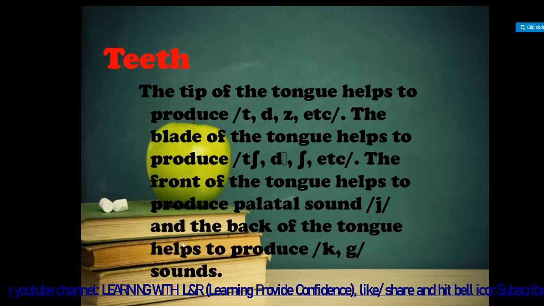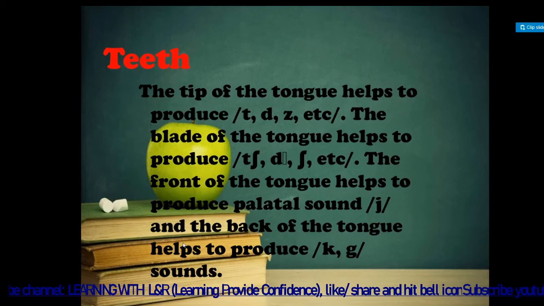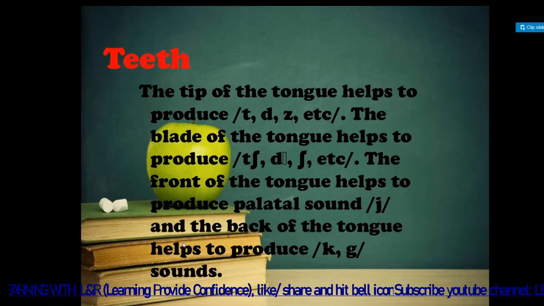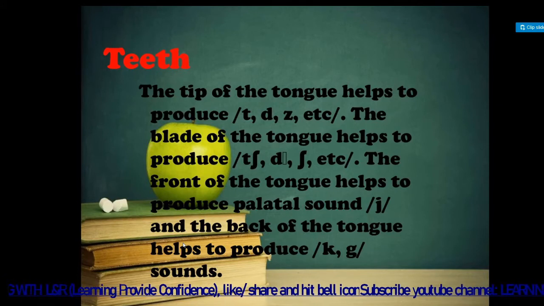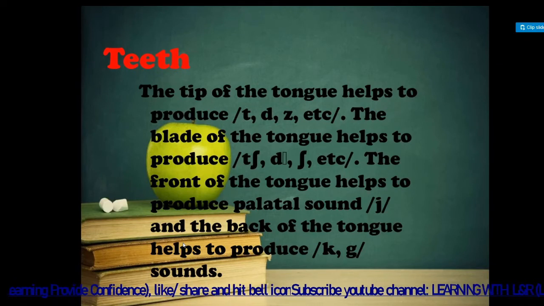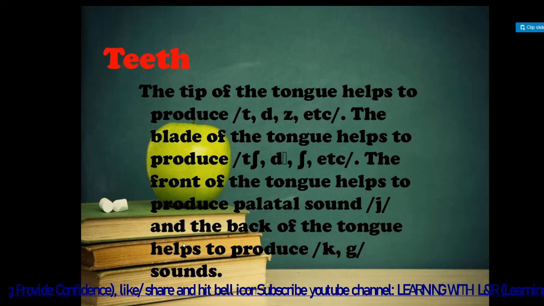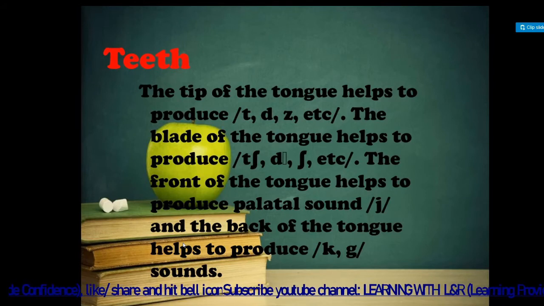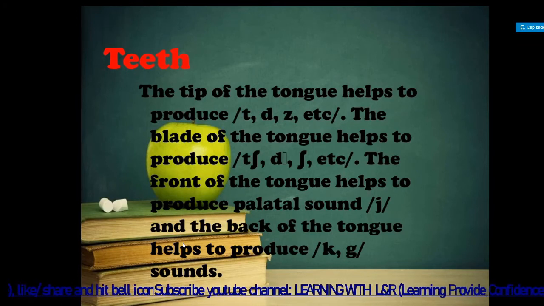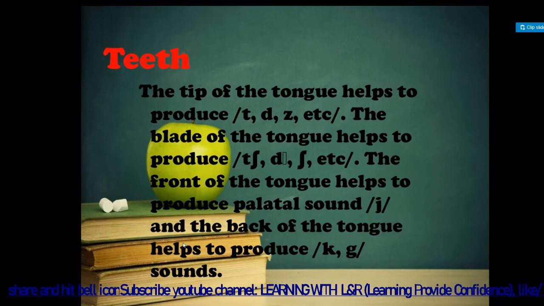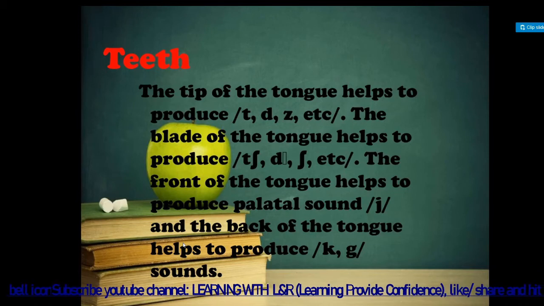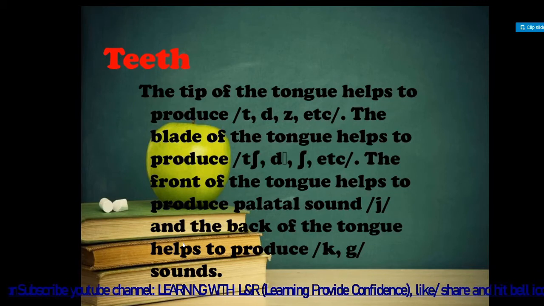The next one is teeth. When we speak something, sometimes lips help us, then teeth also help us. Then the tip of the tongue helps to produce T, D, Z, etc. The blade of the tongue helps to produce T, D, F. The front of the tongue helps to produce palatal sound J, and the back of the tongue helps to produce K, G sounds, right? You have to try this. T, D, Z, K, G, J, and you feel that our organs of speech help us, and they touch different places, right?